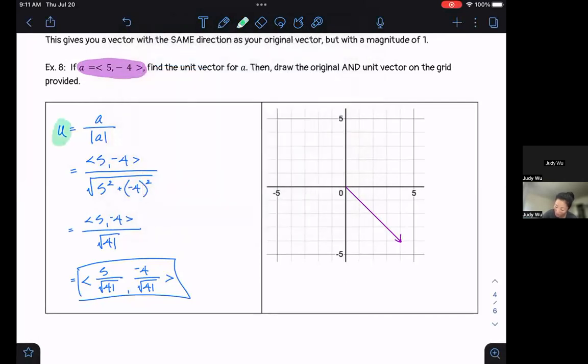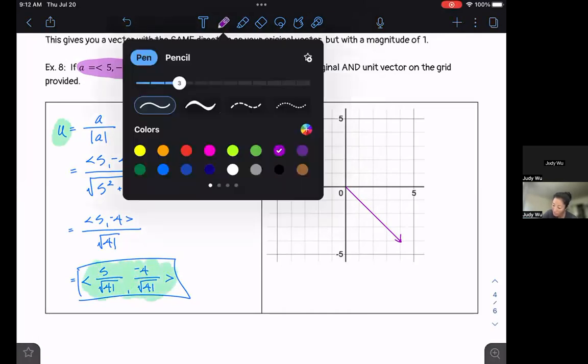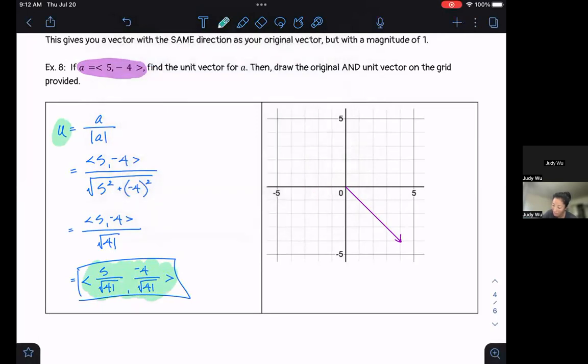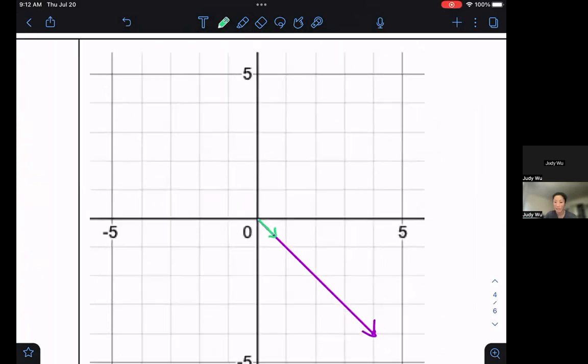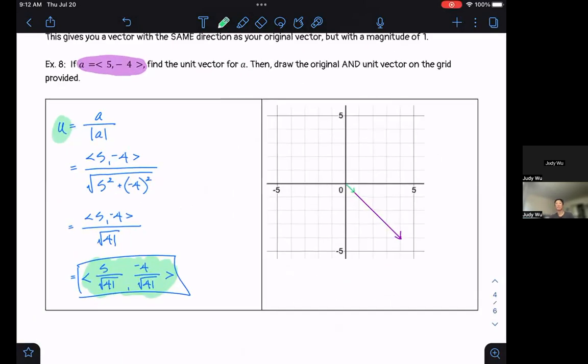Now, my unit vector, let's make the unit vector maybe in this green color over here. This vector is going to be in the same direction, but it's going to have a magnitude of 1. So if I were to turn those into decimals, I might find that it ends up something like this. And that little green arrow has a length of 1, but it is exactly in the same direction as the purple vector. So that's what we mean when we say unit vector. We basically take something that has some length, in this case root 41, and we scale it down so that it has a length of 1.